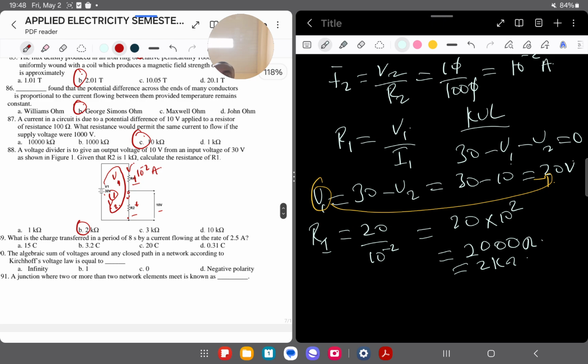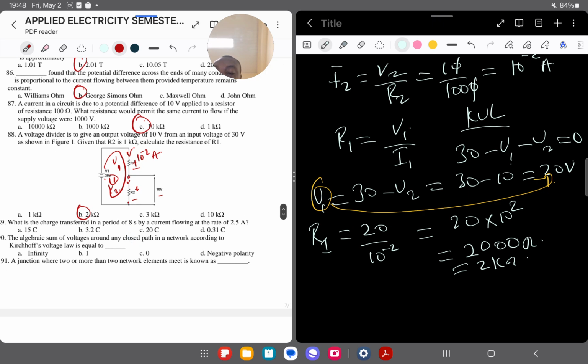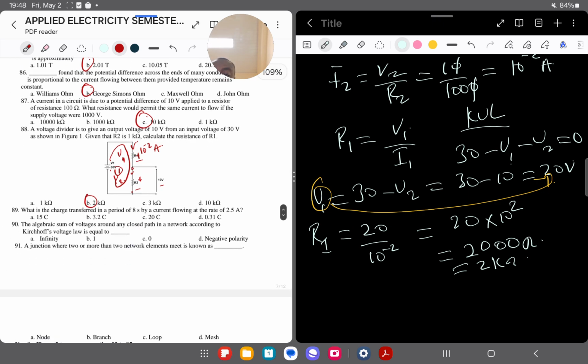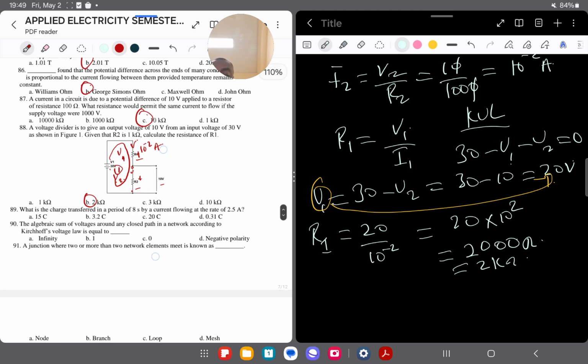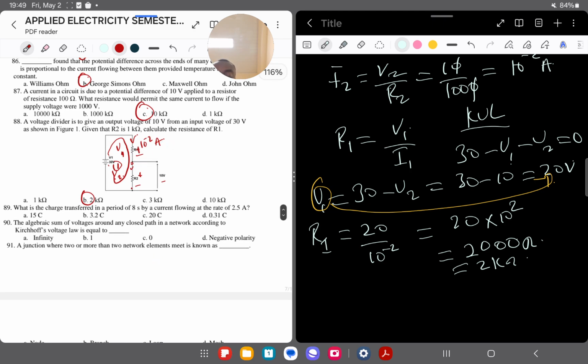Wow. This one is taking much more time than I expected. Then we look at the last two questions. We have question 89. What is the charge transferred in a period of 8 seconds by a current flowing at the rate of 2.5 amps?